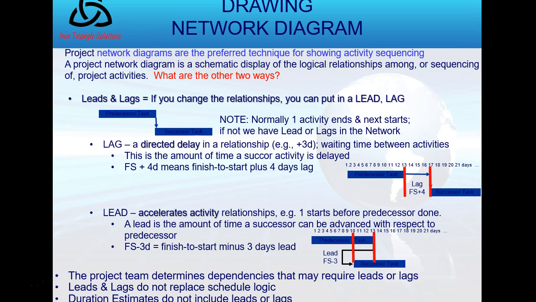Then there are leads. Leads accelerate activity relationships. So there's an acceleration. If you look at the picture at the bottom of the slide, I had a predecessor and successor. They were supposed to go finish to start. But now I have to lead it. So I will start it sooner. I will accelerate it by 3 days in this example. And so finish to start minus 3 is leading it by 3 days because I'm subtracting 3 days from my original start date of the successor.